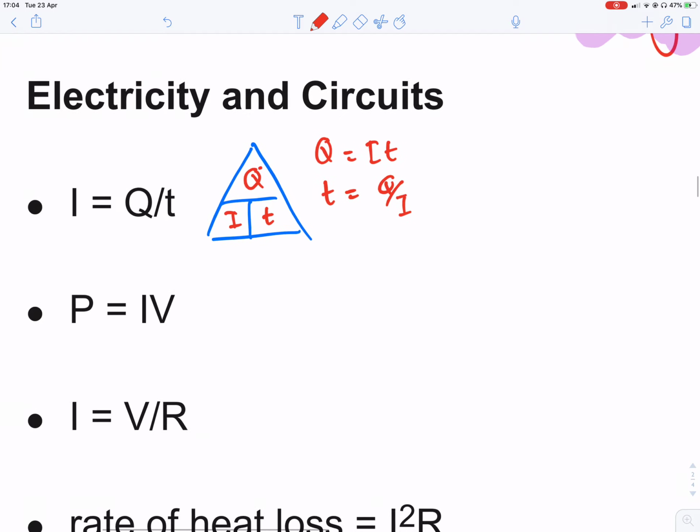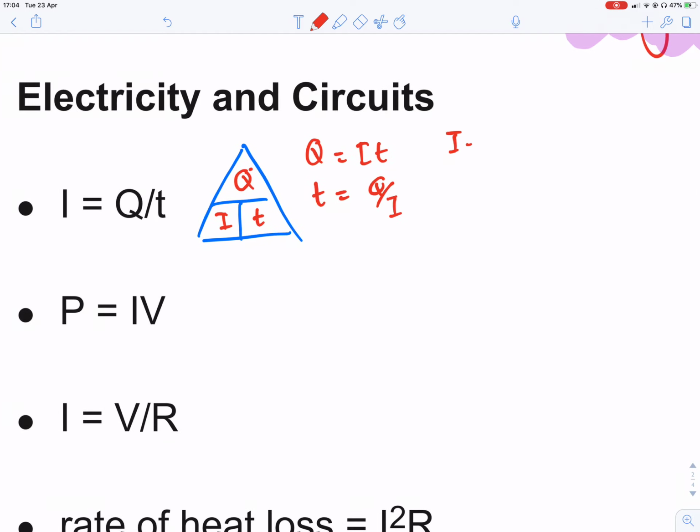I being current, T being the time, and Q being the charge. So we know that when a charge flows through a conductor, an electric current is produced, and the current is the rate at which the charge is moving.